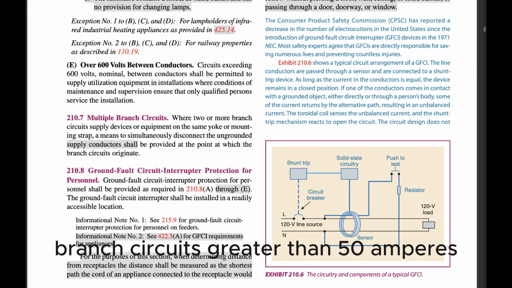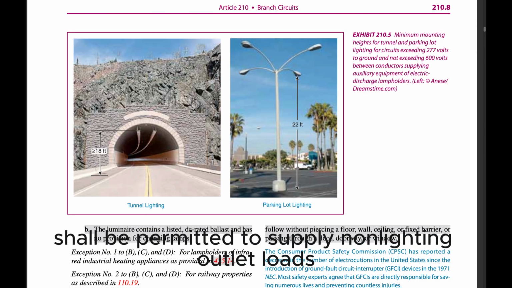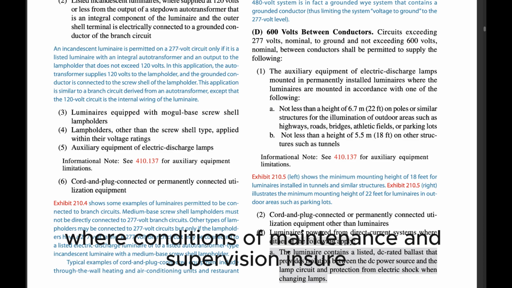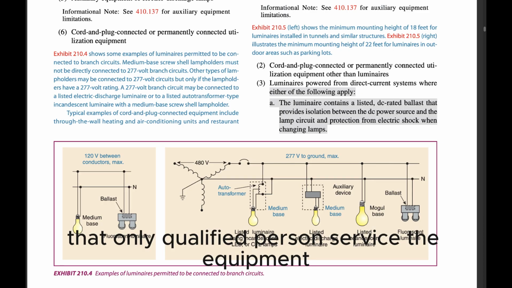Exception: multi-outlet branch circuits greater than 50 amperes shall be permitted to supply non-lighting outlet loads on industrial premises where conditions of maintenance and supervision ensure that only qualified persons service the equipment.